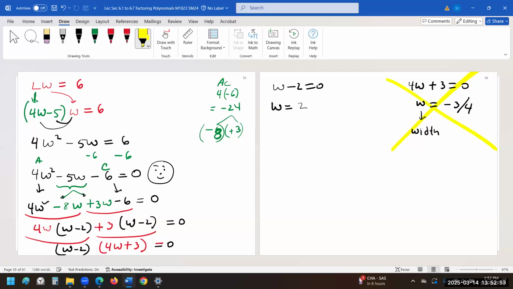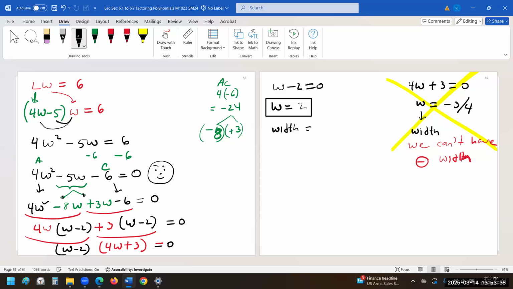So does this make sense? We just wasted our time, because they cannot have a negative width. We can't have negative width. So we disregard that entire solution, and you go for the only one that does make sense. Or you can simply cross them out. We have more problems to do.